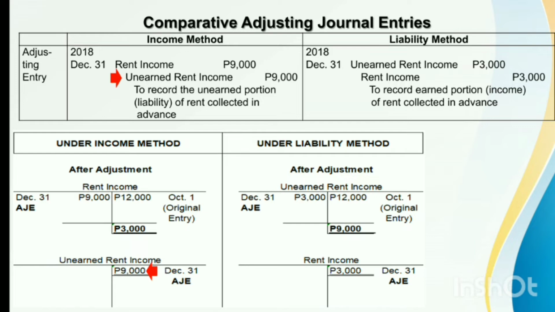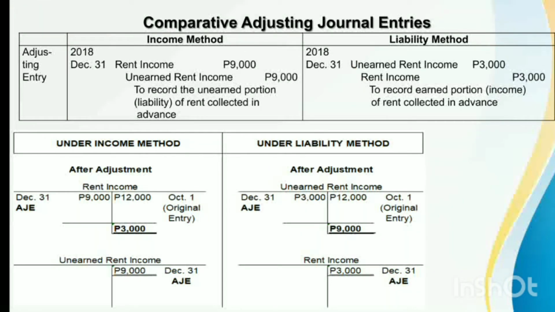And then let's move on to the liability method. So we have a debit entry of unearned rent income, 3,000 pesos. So here in the T account, we also have 3,000. So unearned rent income on October 1, 2018 is 12,000 pesos, less the adjustment we made on December 31, 2018, which is 3,000 pesos. So the updated unearned rent income after the adjustment is 9,000 pesos. And then the credit entry is rent income. So we have it here also. Rent income credit 3,000 pesos.